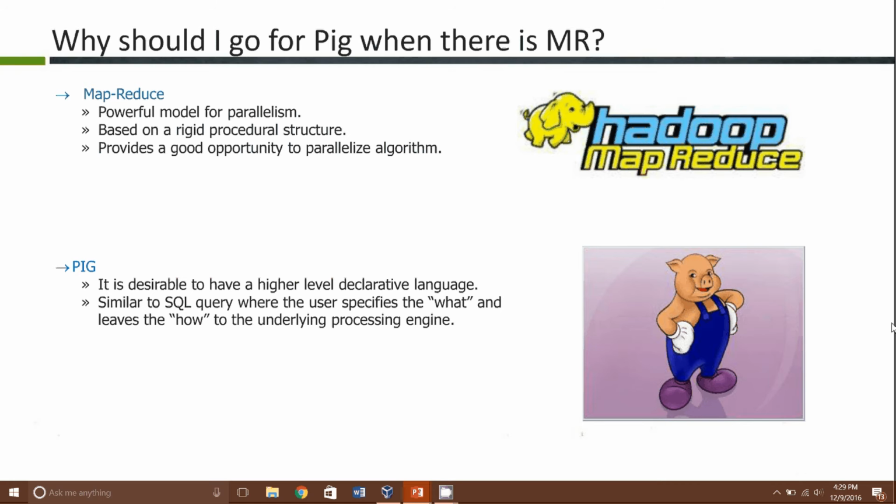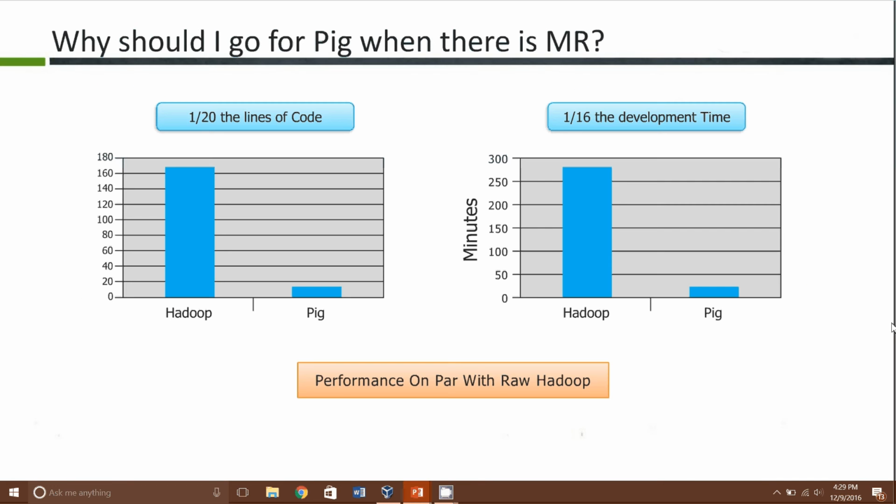So why should one go for Pig when there's already MapReduce? Well, MapReduce is a powerful model for parallelism. It is based on a rigid procedural structure. It provides a good opportunity for parallelism algorithms. Well, for Pig, it is desirable to have a higher level declarative language. It is similar to a SQL query where the user specifies the what and leaves the how to the underlying processing engine.